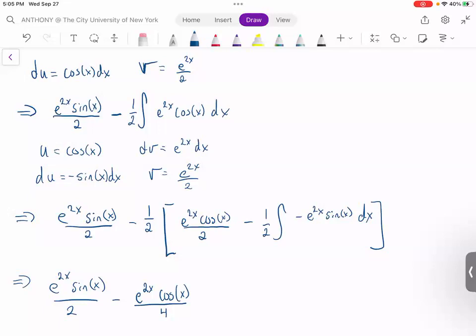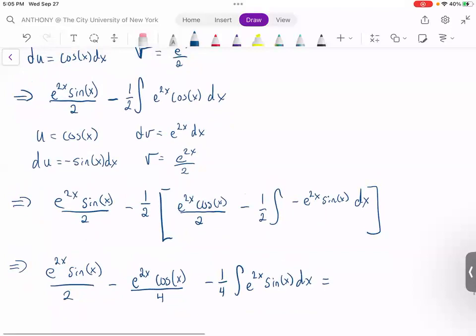So this is going to be positive 1/4 here. But when I pull the negative out of the integral, this is going to be back to a negative again. So we're going to have minus 1/4 of the integral of e to the 2x times sine of x dx equals the original integral. So this is where it becomes sort of like the idea of that equation that we have, right?